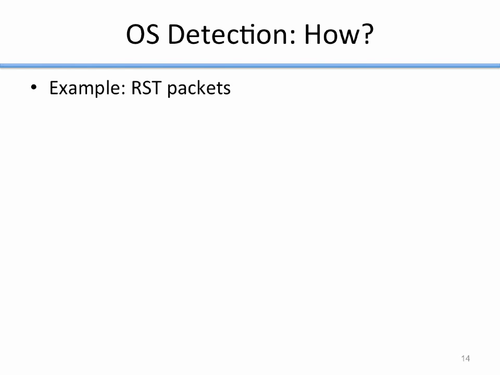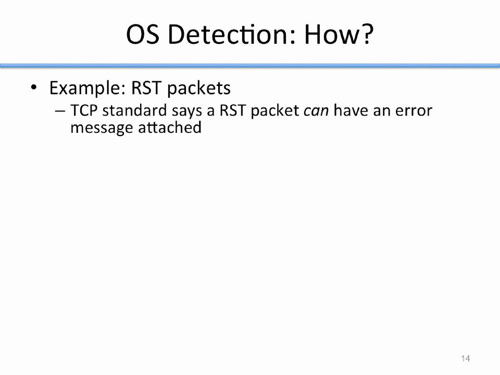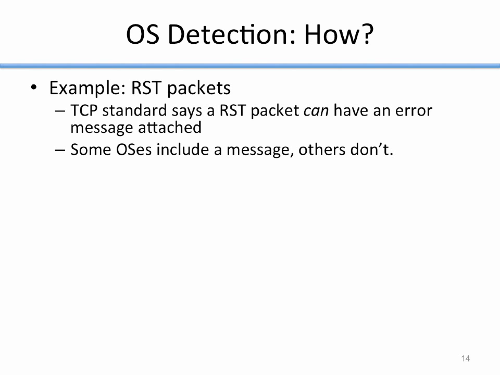So a specific example of this would be reset packets. The TCP standard says that a reset packet can have an error message attached, and the keyword there is can. It doesn't say it must, it just says it can. Well, some operating systems include an error message and others don't.